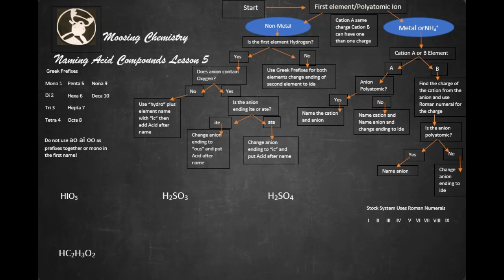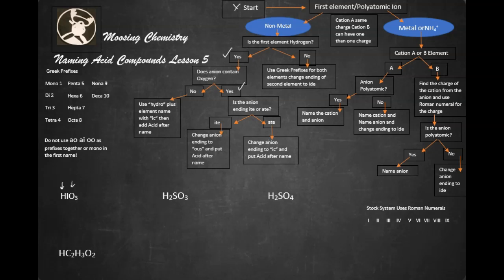Now, when we're looking at HIO3, the first thing we want to do is put an X at our start place here. Is the first element a nonmetal? It is, and it's hydrogen. It certainly is hydrogen, right? So we're going to say yes. Does the anion contain oxygen? This is the anion right here, and it does contain oxygen. We're going to check yes also.